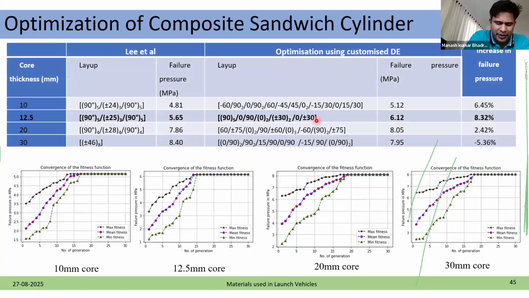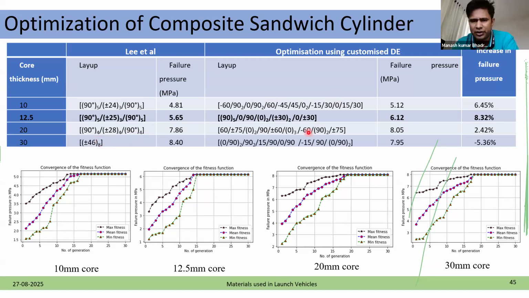Okay, the results are compared in this slide. We saw that the proposed algorithm is able to give better buckling load for most of the cases which were considered by Lee et al. The original cylinder was fabricated only for the core thickness of 12.5, but while they were doing the optimization, they have done the optimization for some other core thicknesses also. They have shown that for different core thickness, different layups are optimal.